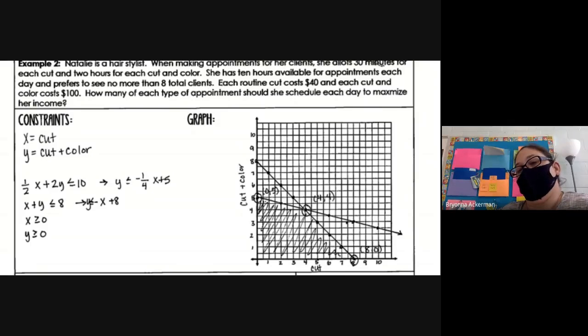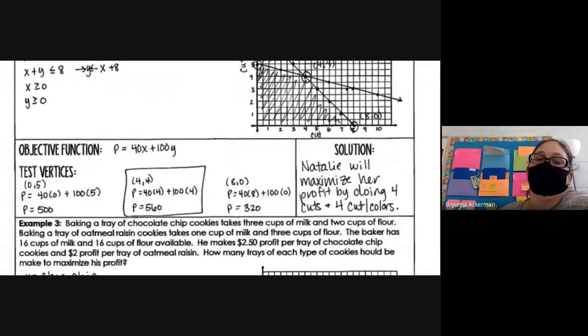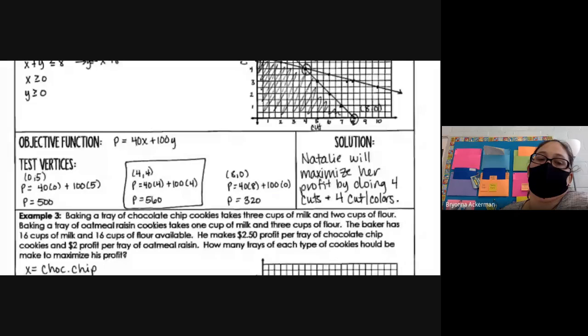My other vertex is where they intersected. And that happened to be 4, 4 here. So we're going to test that out money-wise. So we had already said if she only does cuts and colors, she would make $500. If she only did cuts, she would only make $320. But if she does both and she splits up her time, the maximum time and the maximum money would be $560. Okay? That's splitting it up and seeing where I can do both where I'm only having 8 customers though and 10 hours of work.